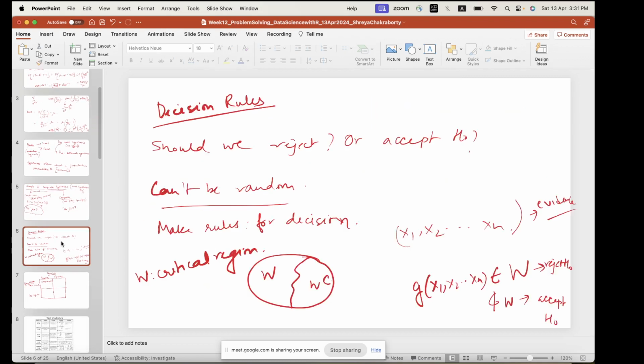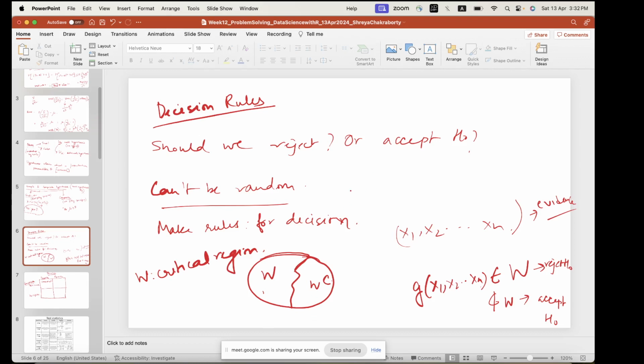Now the next thing that I was talking about is the formulation of decision rules. So whether we should accept or reject, this decision can't be random. It has to be based on the data. Okay, so this data is actually the evidence. Usually what we do is we define a decision space such that if the point x1, x2, xn belongs to this W, then we take the decision to reject the null hypothesis. And if it falls in the complementary mutually exclusive region, then we say okay, we are going to accept.